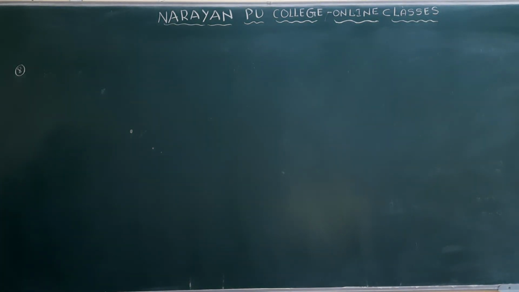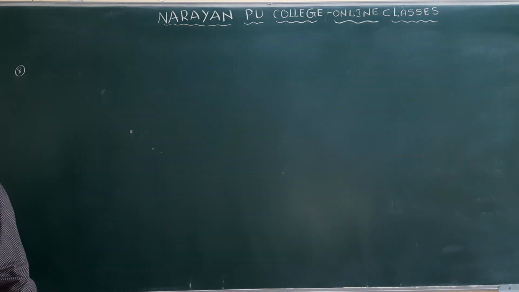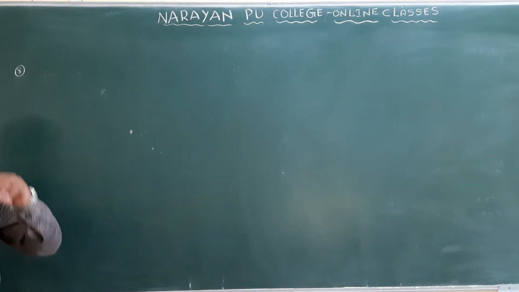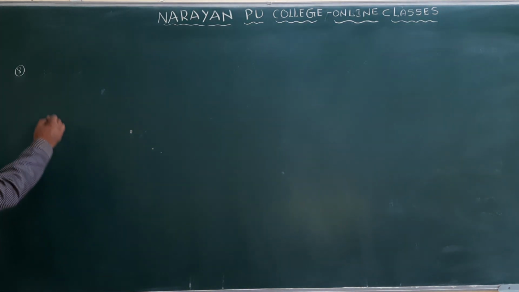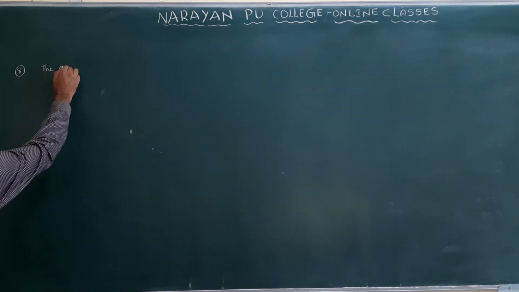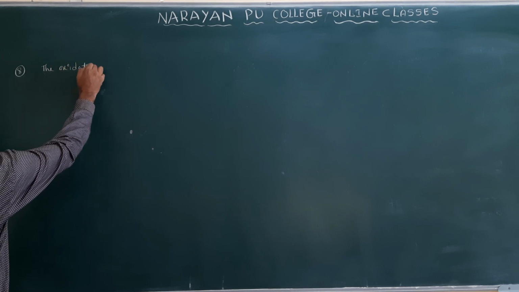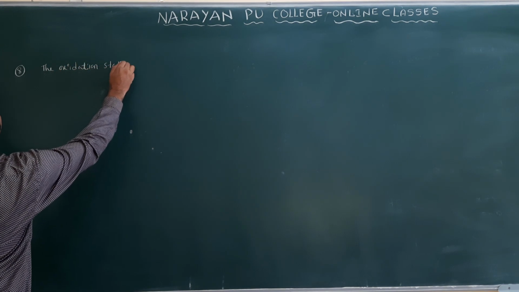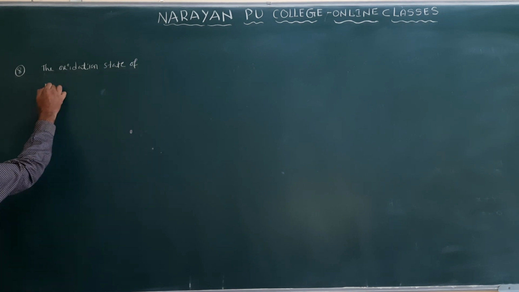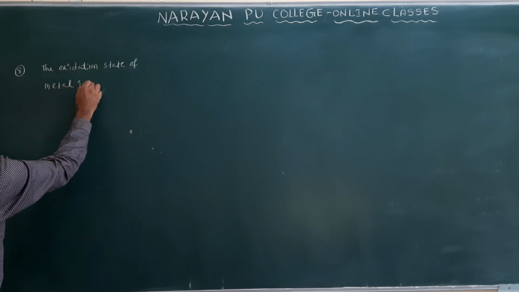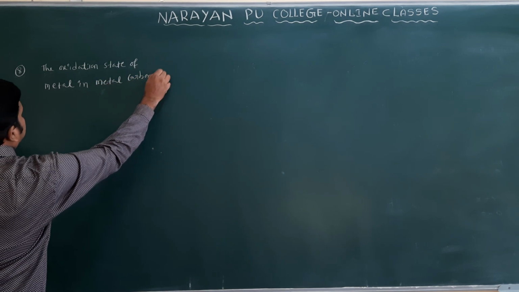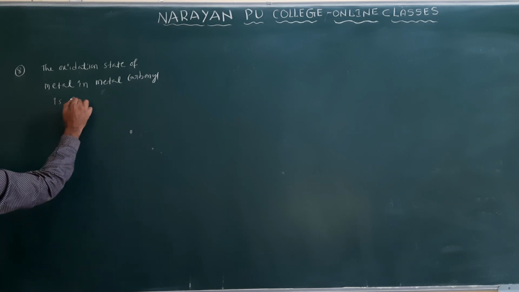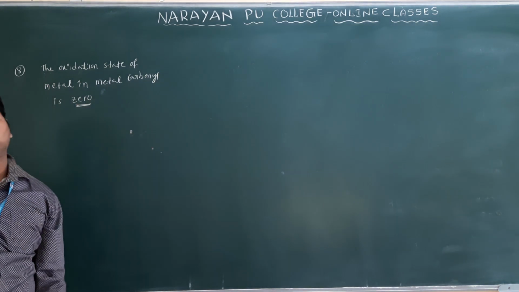The next rule is regarding the oxidation state of metals in metal carbonyls. I'll write the rule here. The oxidation state of metal in metal carbonyl is 0. The oxidation state of metal in metal carbonyl is always 0 only.